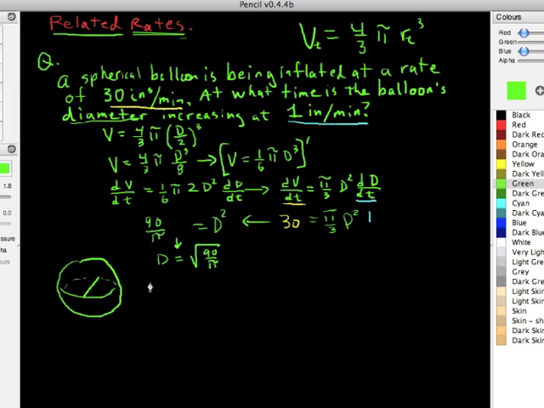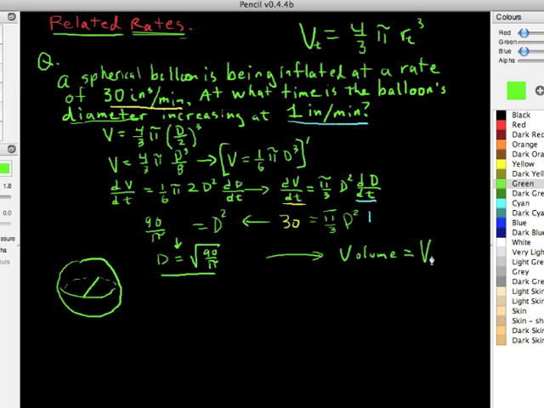We can find the volume when the diameter is equal to that. We can find out exactly what the volume is. And why do we want to find the volume? Well, that'll be clear in just a second if you stay with me. Once we find the volume at that particular time, we know that the volume was increasing at 30 cubic inches per minute. So whatever that is, it's going to be a certain number of cubic inches.